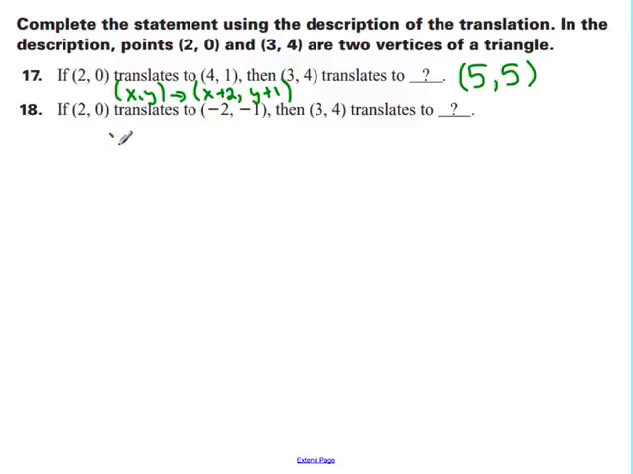That'll be our image, or our new vertex. Same thing happens here. We'll say X, Y. We'll try to discover the unwritten rule here. This is 2 to -2. That means I'm going to subtract 4. This is 0 to -1. That'd be Y minus 1. So I'll apply that same rule to this point. 3 minus 4 is -1. And 4 minus 1, oh my, that's 3. This will be our new point for our triangle, or our image of the original 2 vertices.